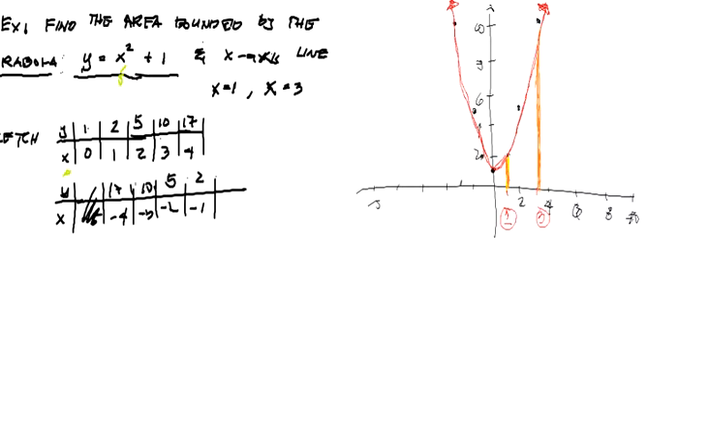Then we need to find this area bounded by the parabola and the x-axis, from 1 to 3. X-axis line 1 to 3. Okay.